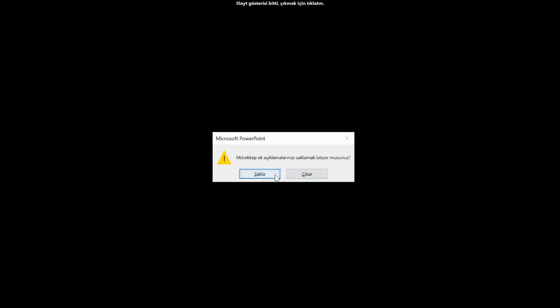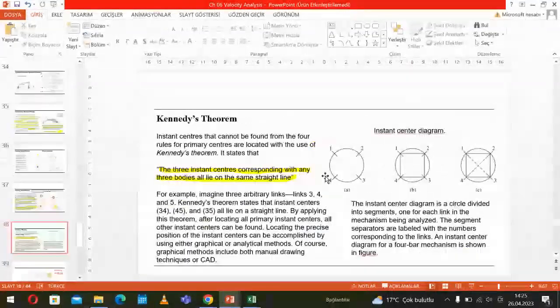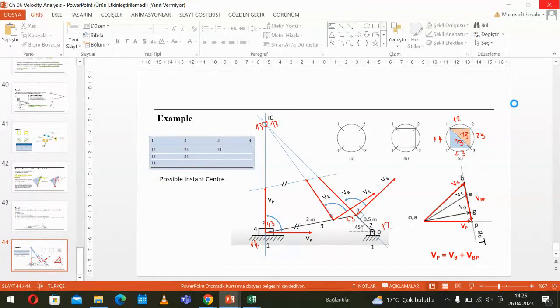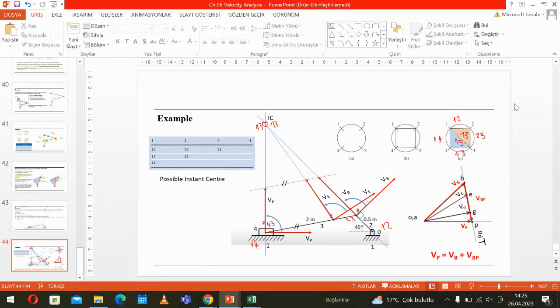Okay, so we finished the topic of relative velocity and velocity calculation for the four-bar mechanism. We learned different types of methodology, like the graphical method, the analytical or algebraic method, and the instant center methodology.